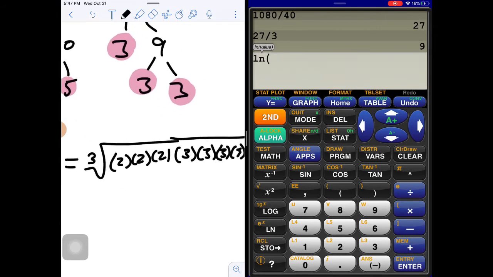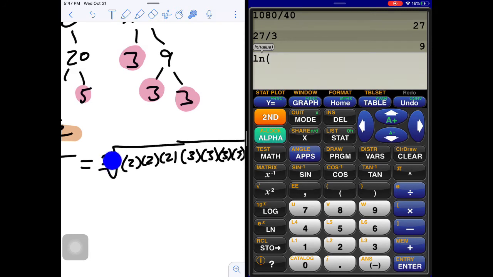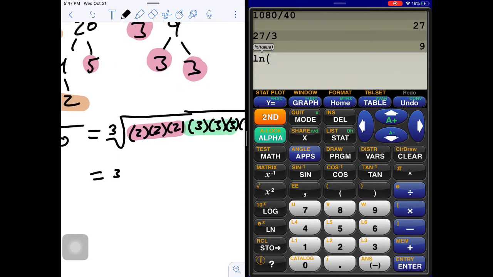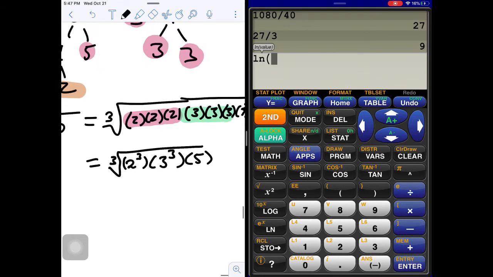And remember, my index tells me what I need to group these numbers into. So I need to group into groups of 3. So I have 3 2s there, I have 3 3s there, and I have 1 5 left over. So I can represent this as 2 cubed multiplied by 3 cubed multiplied by 5. And now I can separate them.